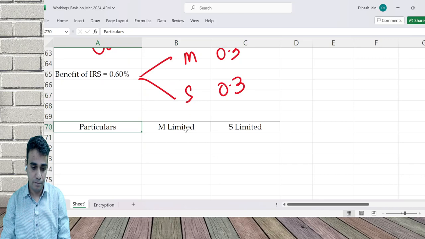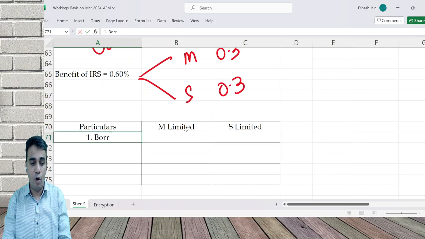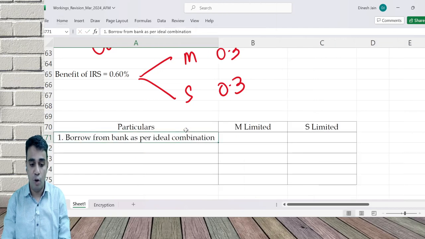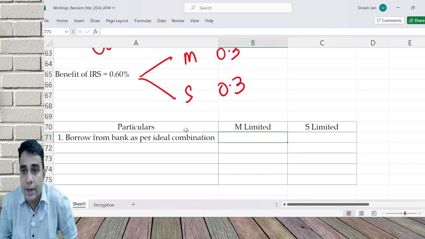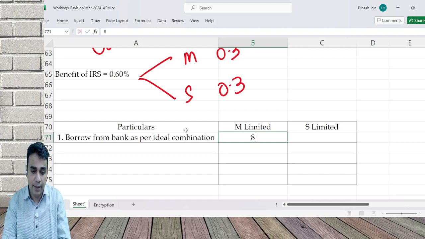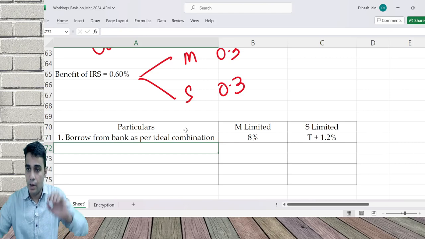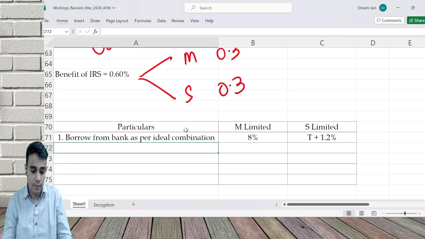Structuring. Point 1: borrow from bank as per ideal combination. In your ideal combination, what should M take? What should S take? Ideal. M should take 8%. S, T plus 1.2. Borrow from bank as per ideal combination. Clear?